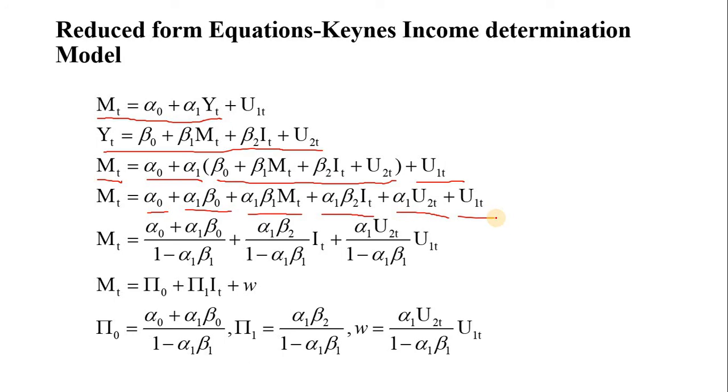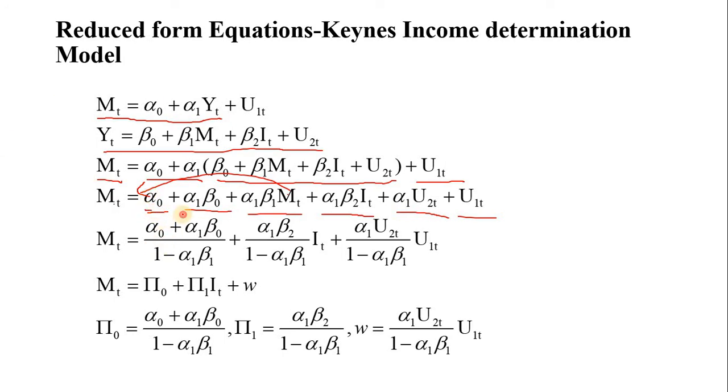Now you look at how many M's are there. One M is here, one M is here. So you bring this M to this side. So it will be 1 Mt minus alpha 1 beta 1 Mt. You take Mt out, then what will remain? 1 minus alpha 1 beta 1. It will go to the right hand side and appear as a denominator of each variable and each parameter.